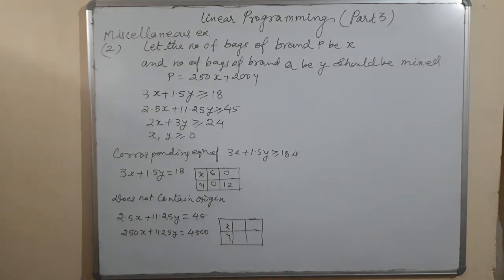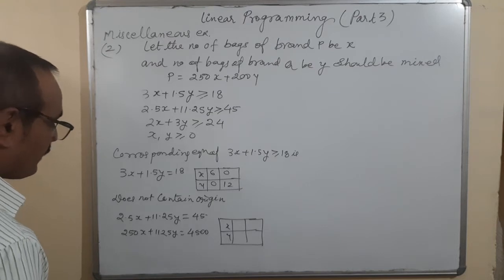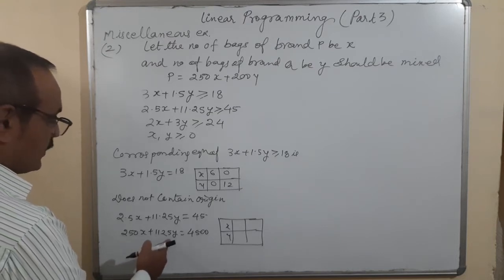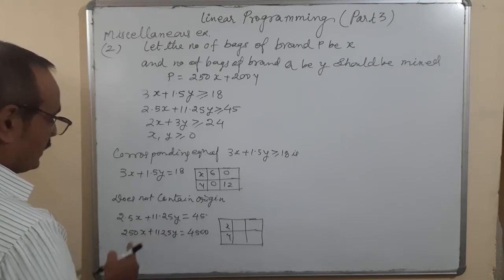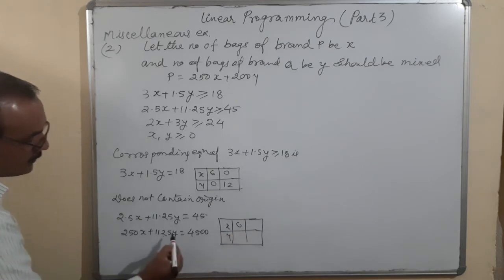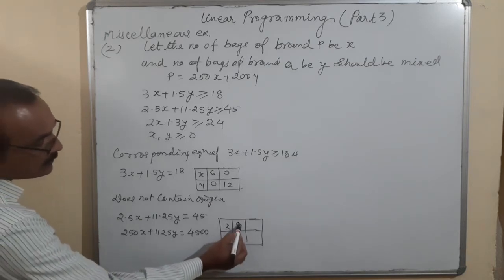Taking the term, may I put x is equal to 0, then what is the value of y? If I put x is equal to 0, then y is equal to 1000. So directly let us put x is equal to 0. What is the value of y?